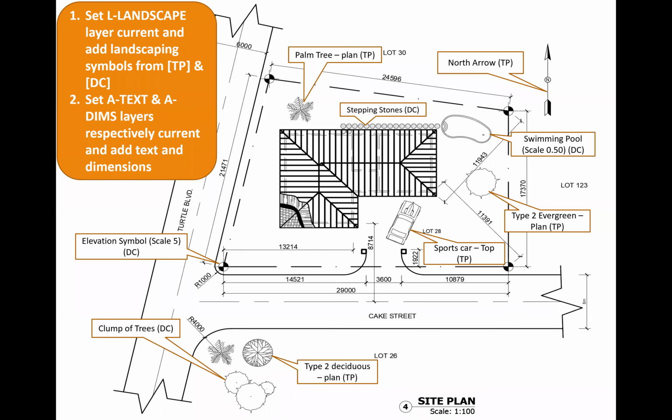So I'm going to start with the trees. I'm going to work with the tool palette symbols first, and after I'll put in the design center symbols, okay? So starting with the trees, I'm going to plant 1, 2, 3, 4 trees as palm tree first, and then I'll go back and change them over to these other trees. So we have type 2 evergreen, and we have type 2 deciduous. The other two are palm trees. So let's go back to the drawing.